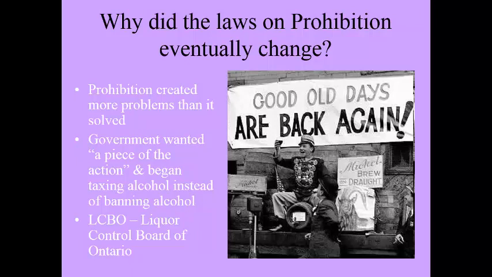Now, it's legal, but it was heavily regulated. The government wasn't just going to let anybody sell alcohol, so the government had a monopoly on alcohol, and still does to this day in Ontario. The government wanted a piece of the action and began heavily taxing alcohol instead of banning it. And in Ontario, we see the founding of the LCBO, or the Liquor Control Board of Ontario.